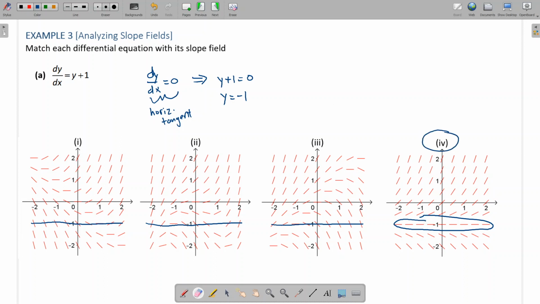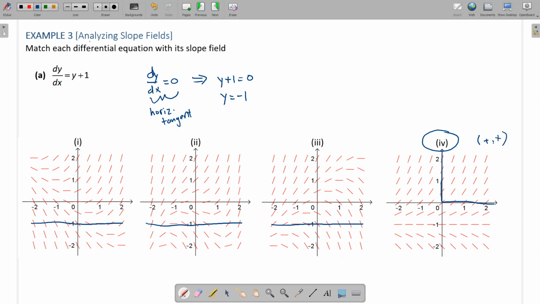There are other things that we should notice in this picture as well. What I typically do is analyze each of the quadrants. Let's say we look at the first quadrant here. In the first quadrant, x is positive and y is positive. Oops, I meant to put plus there.